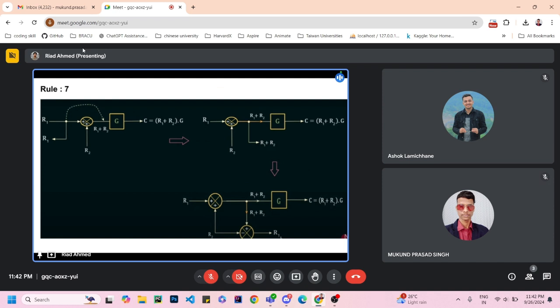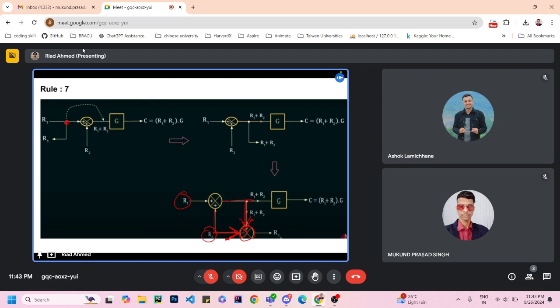Rule number 7 is if you have a connecting point at the left side of the summing point, and you need to shift this point to the right side of the summing point, then you also need to add another summing point. But now you need to give the second input here and another input here. This input will not be used, rather the output will be used. And the second signal will get inputted with a negative sign. So this is the rule when you are shifting a point from the left side of the summing point to the right side of the summing point.